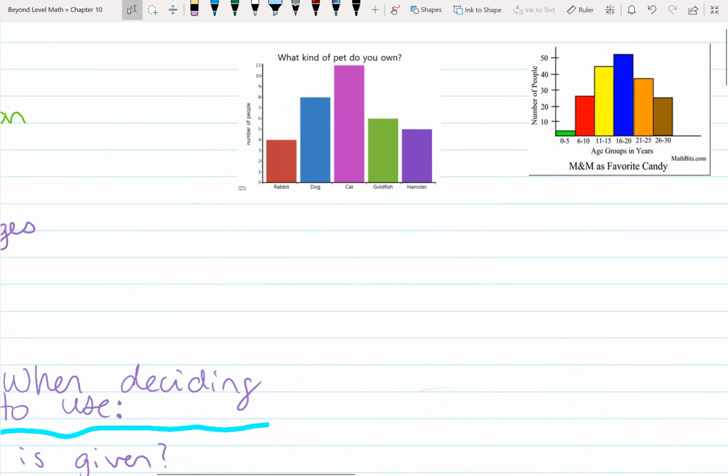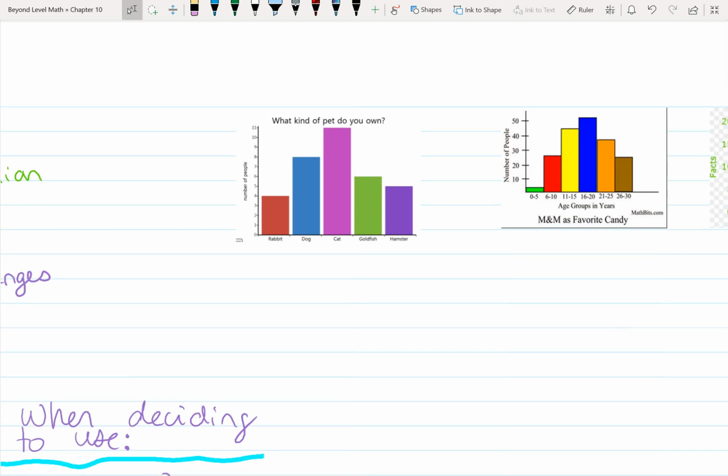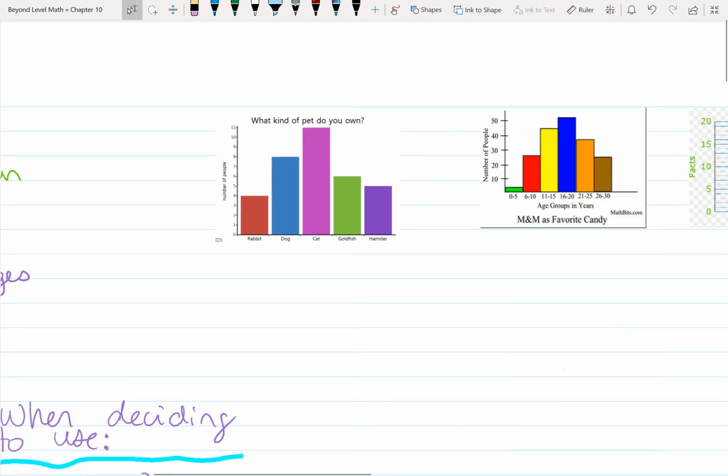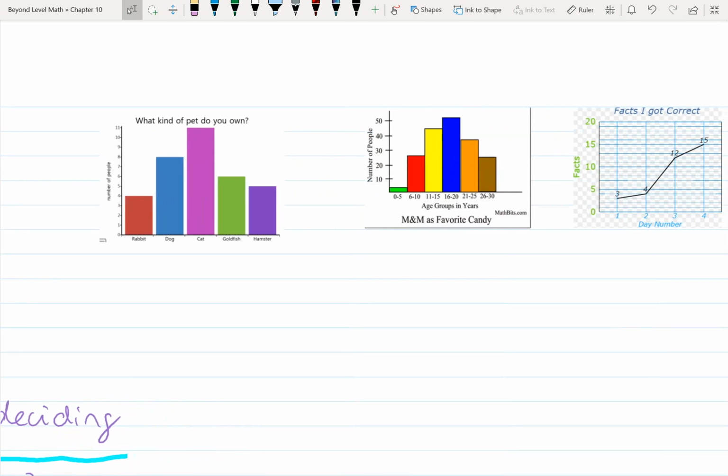Alrighty, so over here we've got the first one is that bar graph, something typical that we're familiar with. The second one is the histogram. So look at those ranges. It says age groups and years. Whenever you're dealing with groups or ranges or intervals, that's a histogram. Something to keep in mind is look at the bar graph, the space between the bars, compared to the histogram. There's no space between the bars.